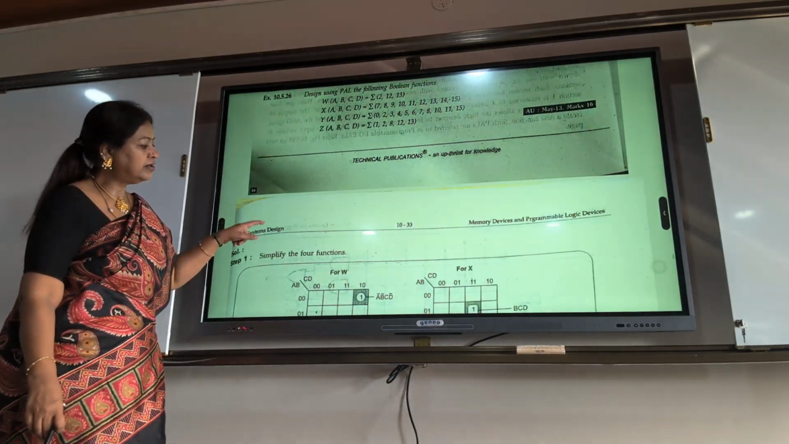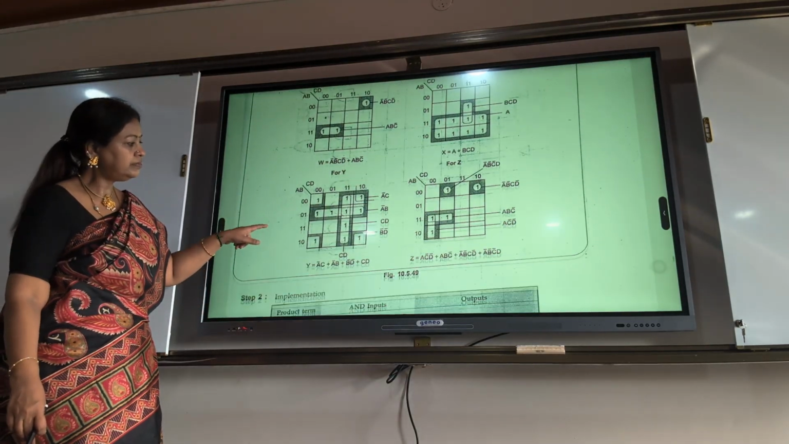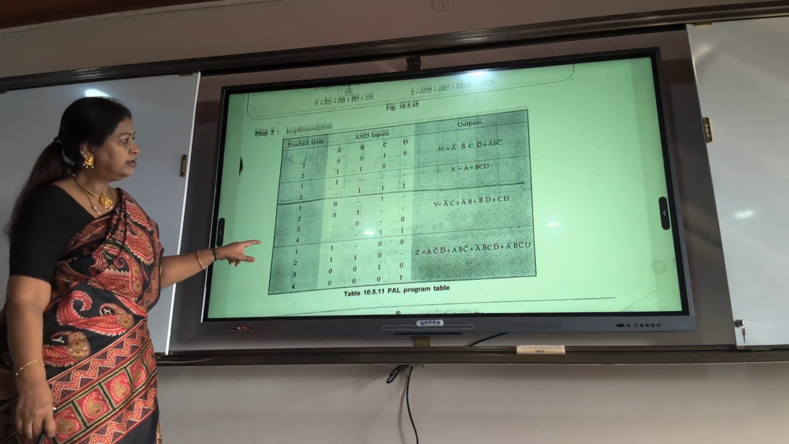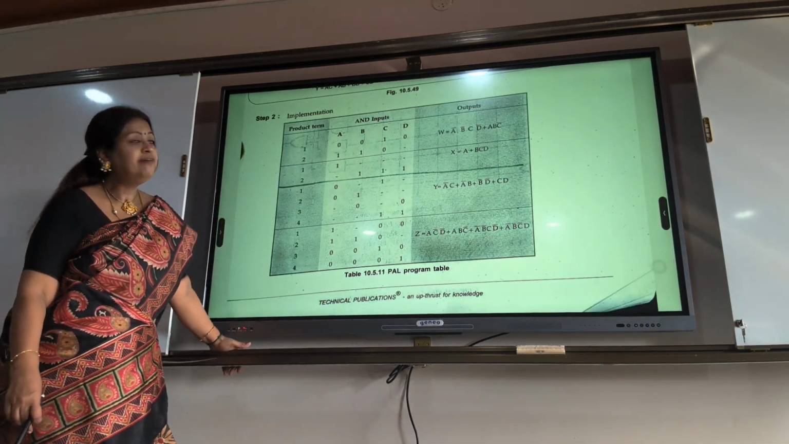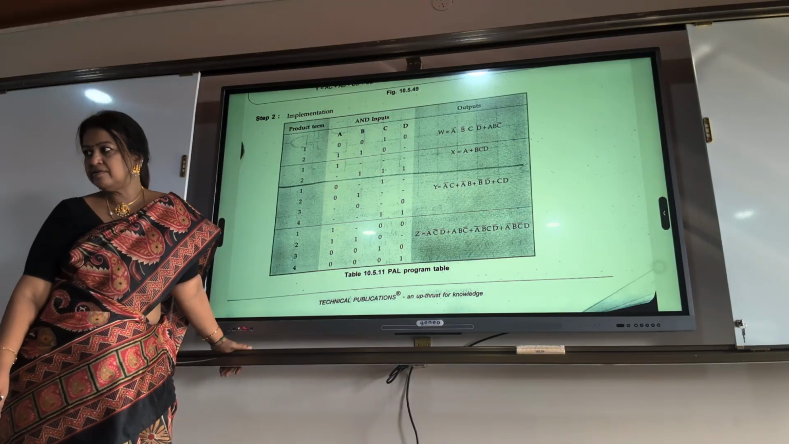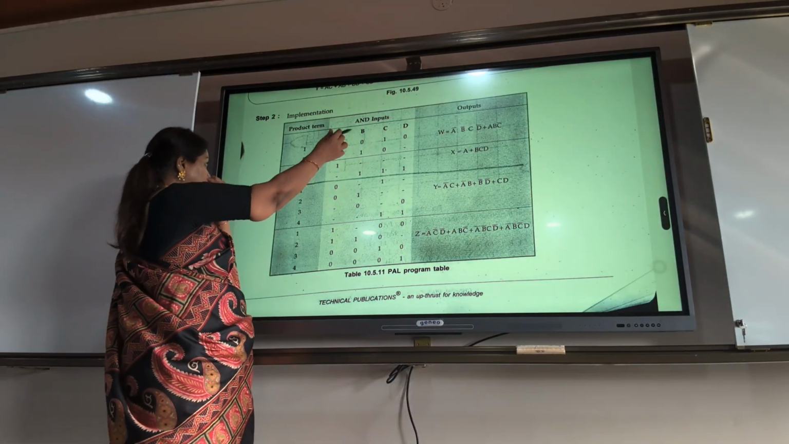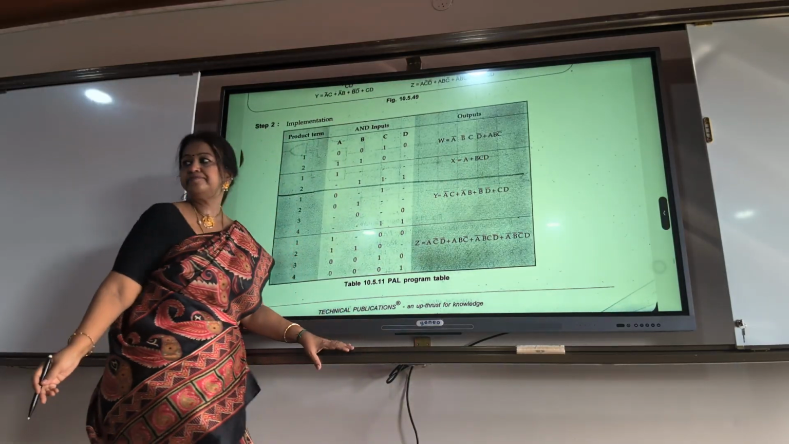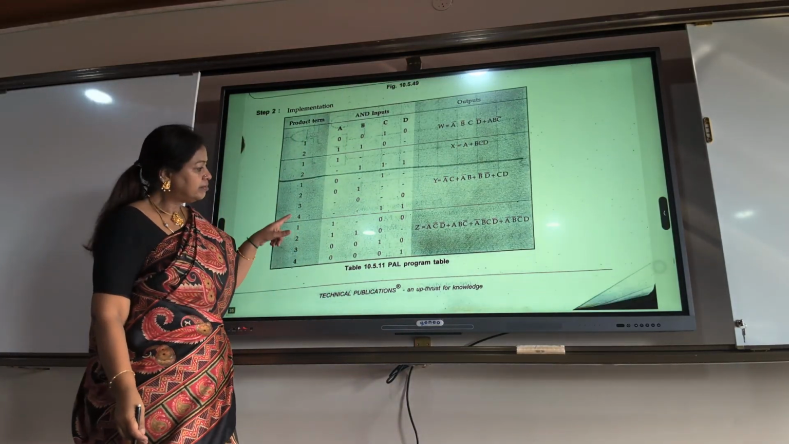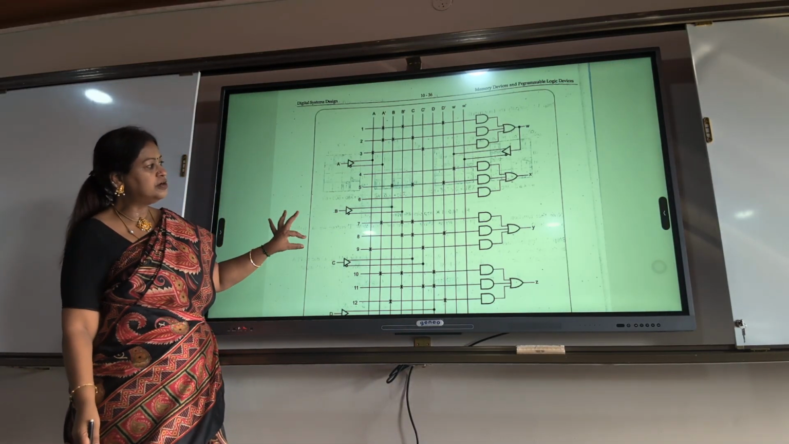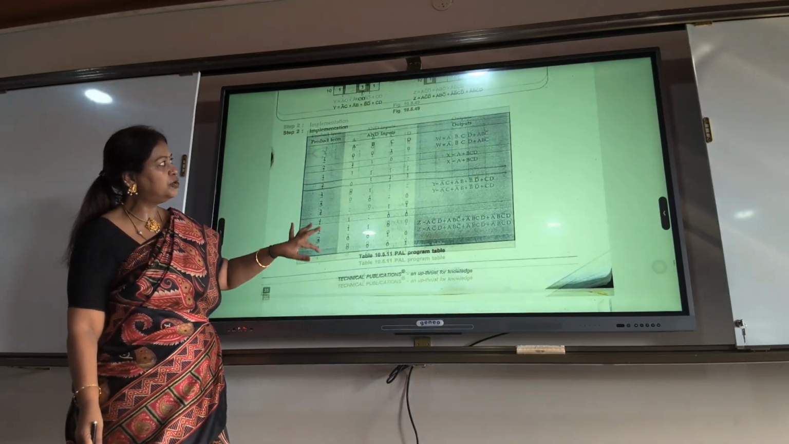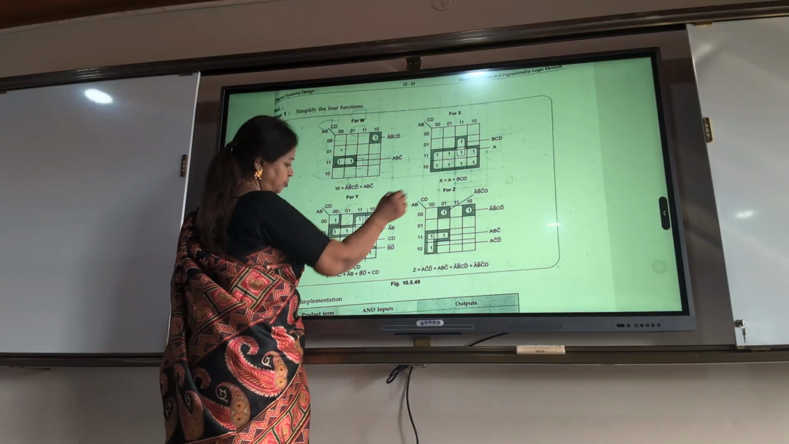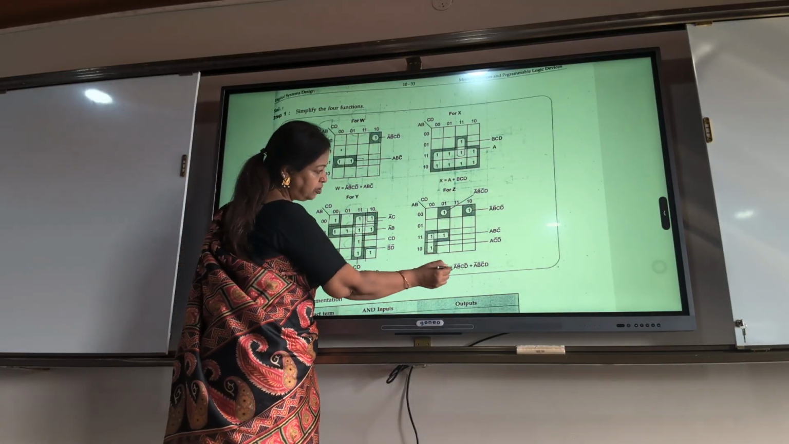So first step is what? Get the equations. And here this is a table where only AND is programmable. So we have to write what is programmable and then write the other. Then this is your table. In each output you have to check how many product terms you have. 1, 2, 1, 2, 3, 4, 1, 2, 3, 4.